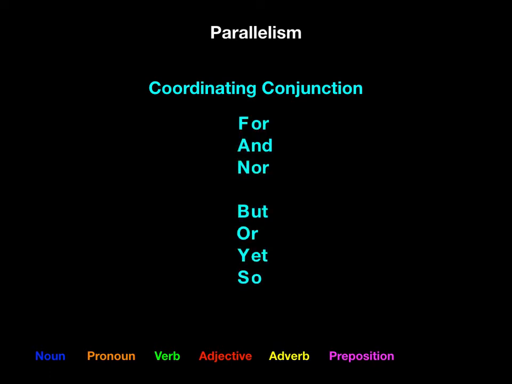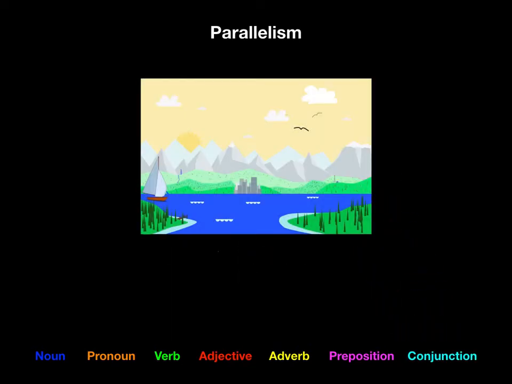FANBOYS is an acronym for "for, and, nor, but, or, yet, so." When we see these coordinating conjunctions within a sentence, we should ensure that the elements that are being coordinated are parallel. In order to illustrate this, let's take a look at an example.